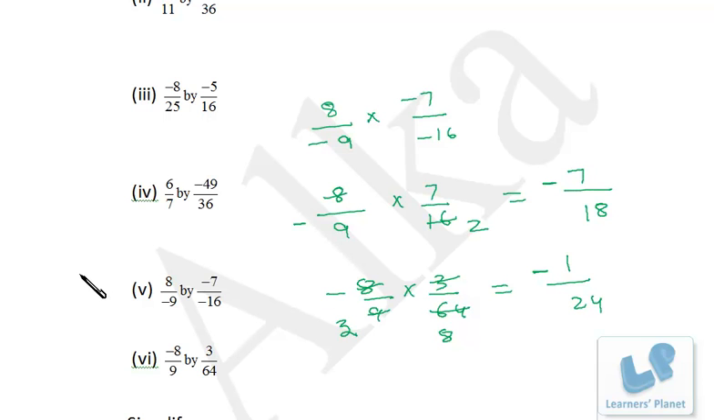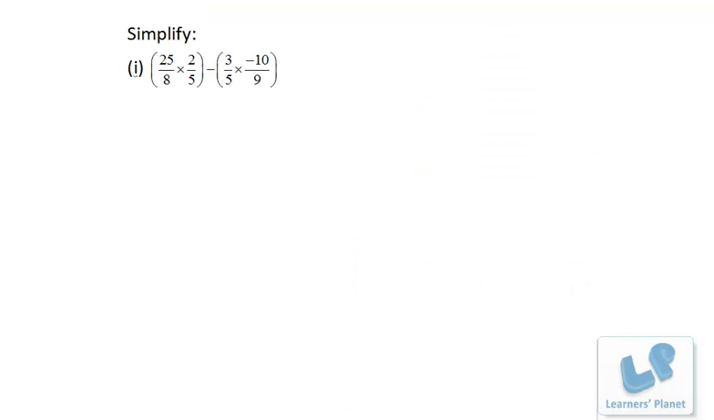Okay, so these problems are really very simple. You just have to have some practice. Let's proceed further. Now friends, we have some bigger problems, but the method will remain the same, so you don't have to worry. See, there are two brackets. What you do is, first of all, you simplify the expression inside both the brackets, then you perform the subtraction or addition, whatever is asked in the question, right?